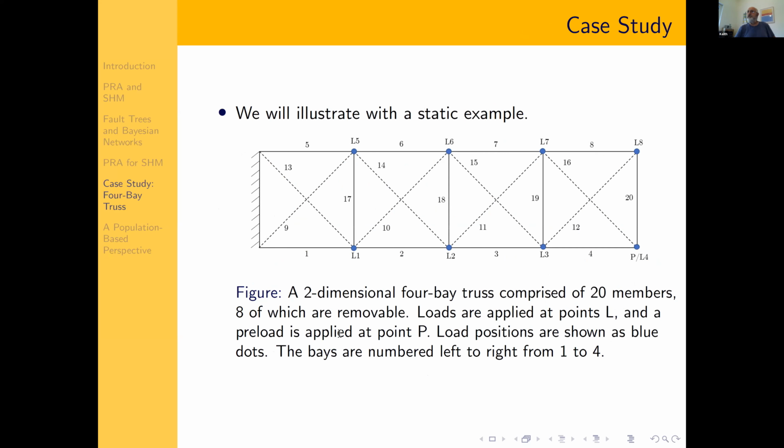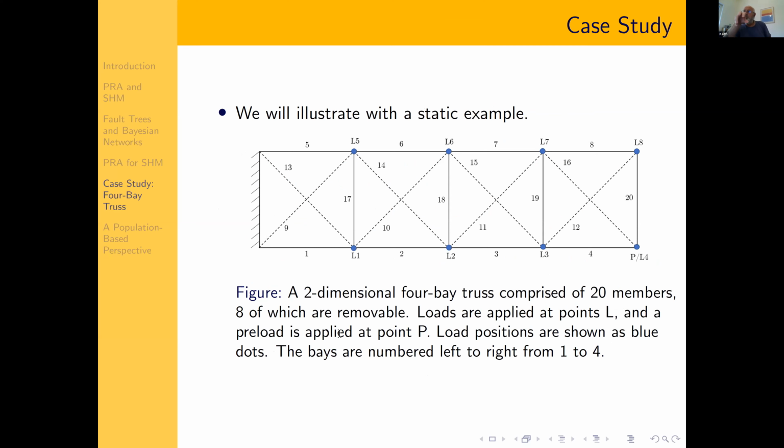I'm going to jump straight to an example here. This is a nice static example in some ways. Let's imagine we've got a two-dimensional 4-bay truss made out of 20 members, and we consider 8 of them to be critical.